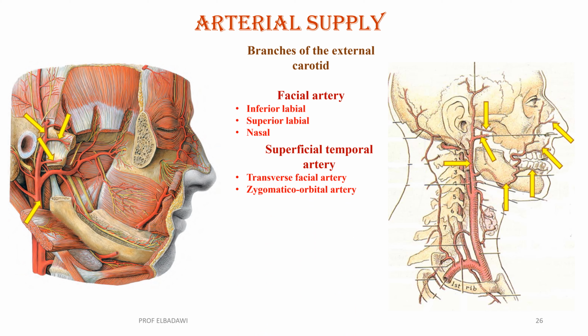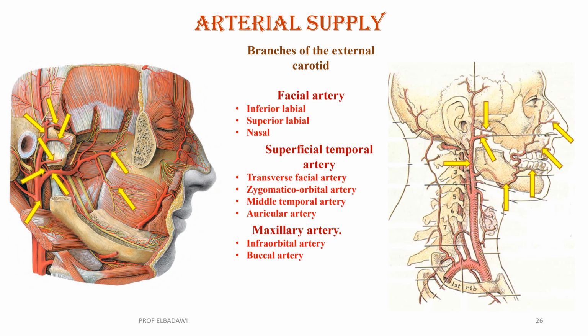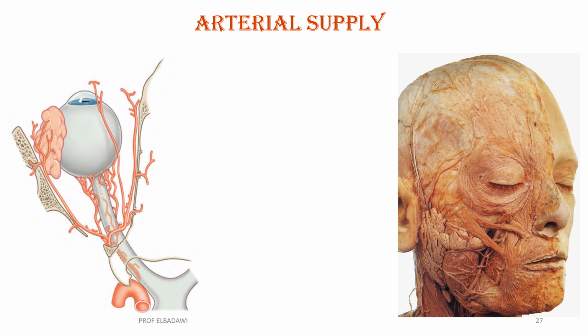Zygomatic-orbital, this one here. Middle temporal, this one here. Auricular artery, the small one on the left side. From the maxillary artery, shown only on the left side, there is the infra-orbital artery, a very large branch, the buccal artery, and the mental artery.